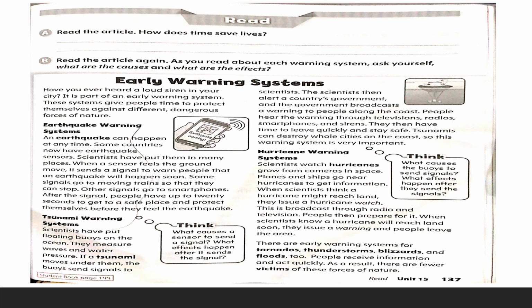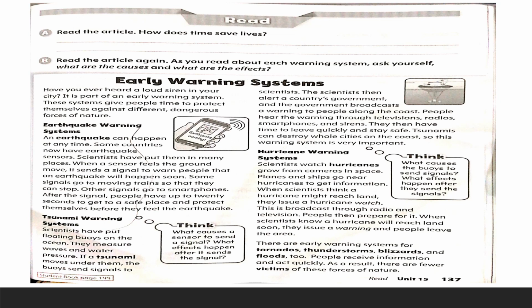What are buoys? Buoys are actually navigation marks, and buoys float on the water and they measure water waves. If they feel a tsunami, they send signals to scientists, and then scientists send the signals to the country's government. Then the news is broadcast everywhere in the country via radio or television. So people who are living along the coast can leave their homes and move to a safer place.